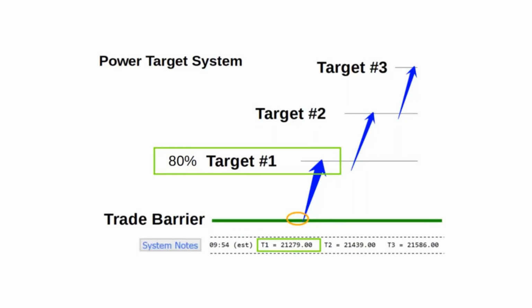And so with the Power Target system, just to visualize it, we get a trade barrier, and then we get a confirmation that you need to take the entry. Once it does that, it generates 3 dynamic targets based on the ATRs and the market profile and all that. It's all computed on the back end. All you need to do is set your limit orders at those target levels.